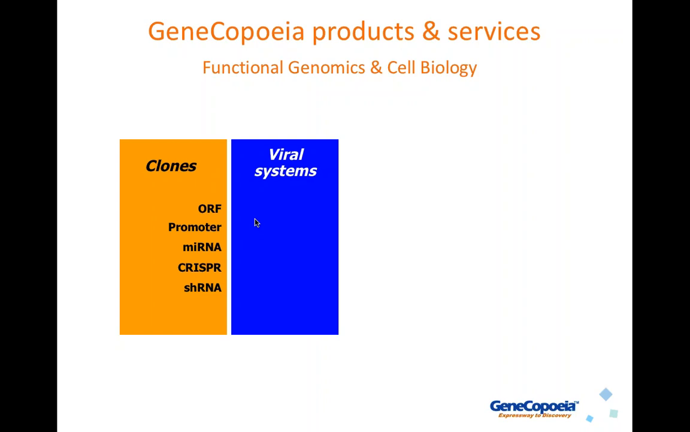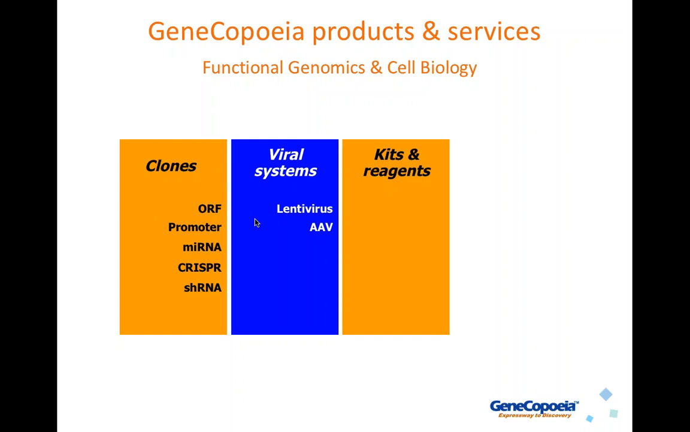In addition, we cover viral systems such as lentivirus. We have a lot of products and services for lentiviruses, from clones to custom particles to packaging kits. And we've just recently added adeno-associated virus or AAV type of products. In addition, we have a large number of kits and reagents of various types, such as for transfection. We have a line of transfection reagents.